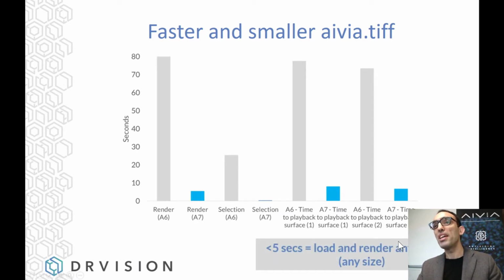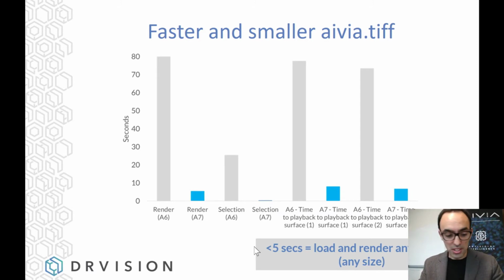So right now, any data set pretty much that we want to render, and this is volume rendering I should say that I'm talking about here, any data set that we want to load and render in Avia using the aivia.tiff file format loads within 5 seconds. And that goes for any size. It doesn't matter what the size is.